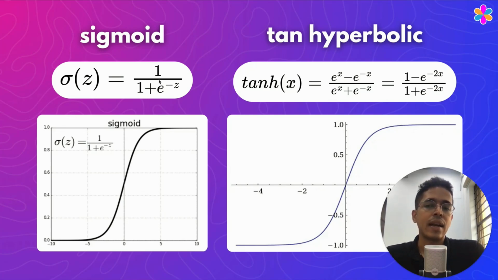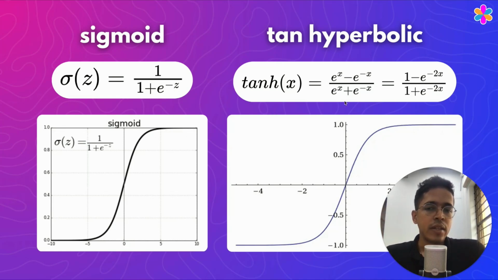And let's look at the right extreme. The right extreme would be when z is positive infinity. So this will become 1 divided by 1 plus e raised to minus infinity. So e raised to minus infinity is 1 by e raised to infinity, which is close to 0. So this will become 1 divided by 1 plus 0, which is 1 by 1 equal to 1. So the positive extreme of this function is 1. That's what you see here.